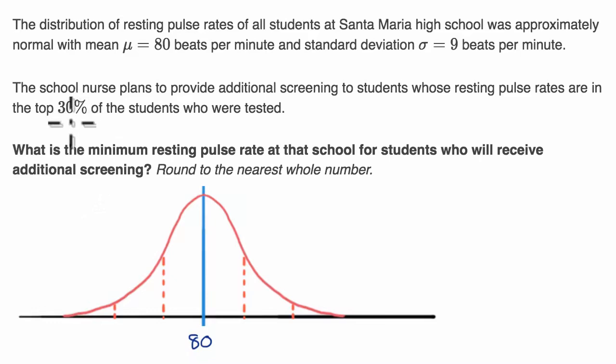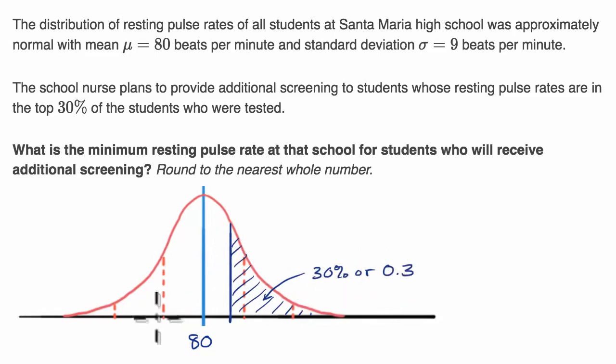But what we're concerned about is the top 30%, because that is who is going to be tested. So there's going to be some value here, some threshold. Let's say it is right over here. If you are at that score, you have reached the minimum threshold to get additional screening. You are in the top 30%. So that means that this area right over here is going to be 30%, or 0.3.